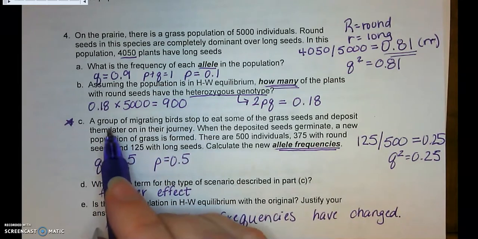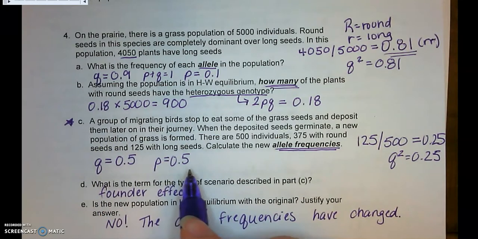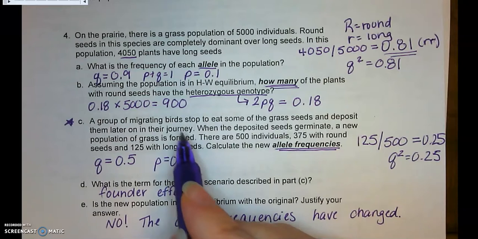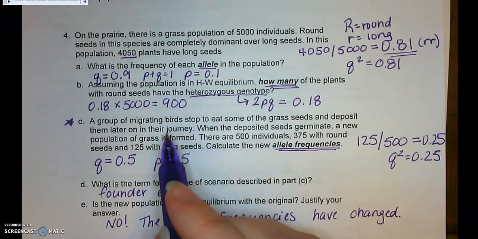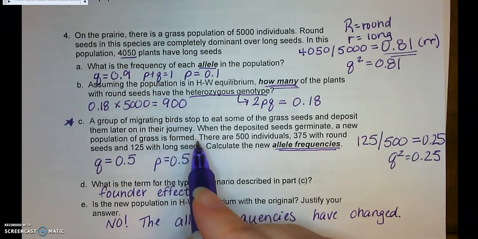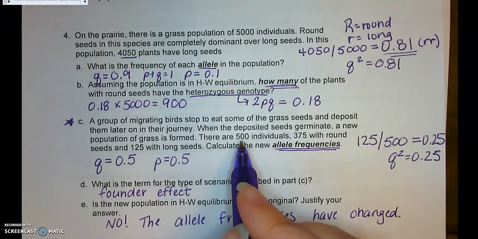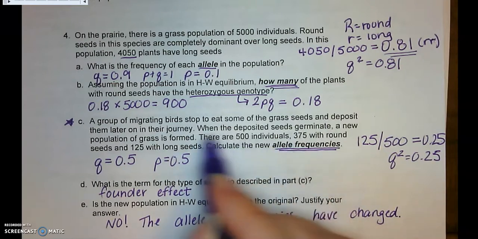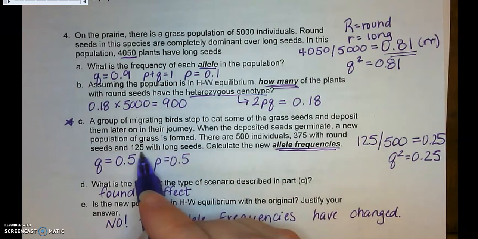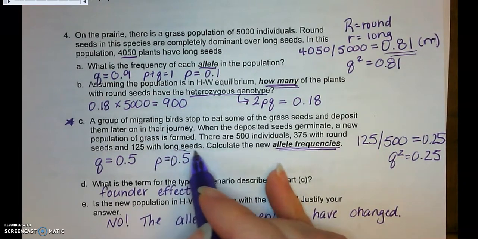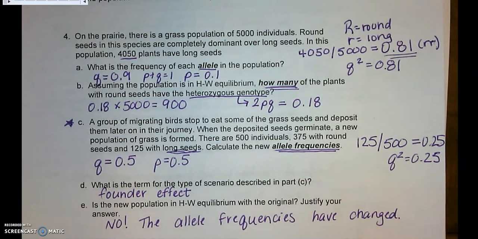Okay, moving on to C. Now we have a new situation happening. We have birds stopping to eat some grass seeds. They poop it out later, start a new colony of grass that only has 500 individuals. 375 with round, 125 with long seeds. Remember, long is our recessive, so we're going to start there, right? Always start with recessive.